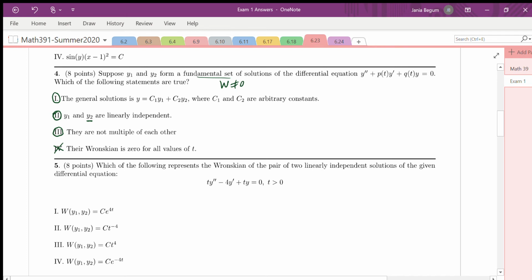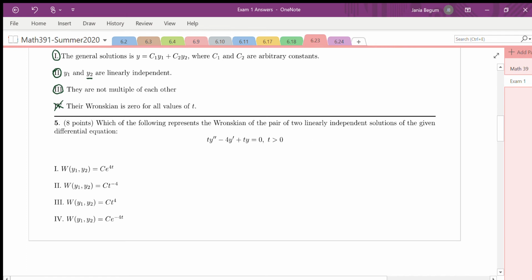Okay, so moving on to number 5. Here we want to define the Wronskian of the pair of two independent solutions. Here I want you to use Abel's theorem because we don't know what the solutions are, right? We just know we have some y1 and y2, and we want to compute the Wronskian. So that would be Abel's theorem. The Wronskian will be c times e to the integral of negative p of t dt. And then you have to correctly identify which one is p of t.